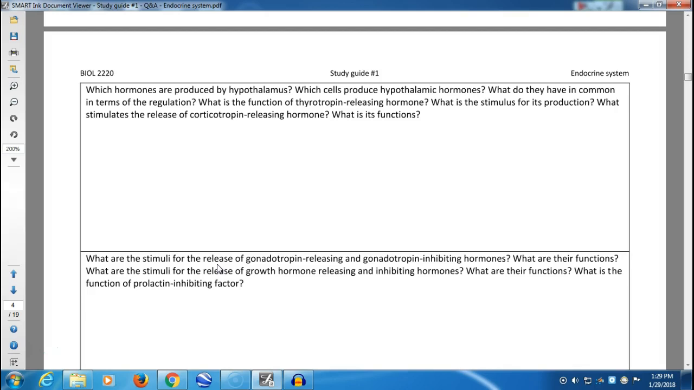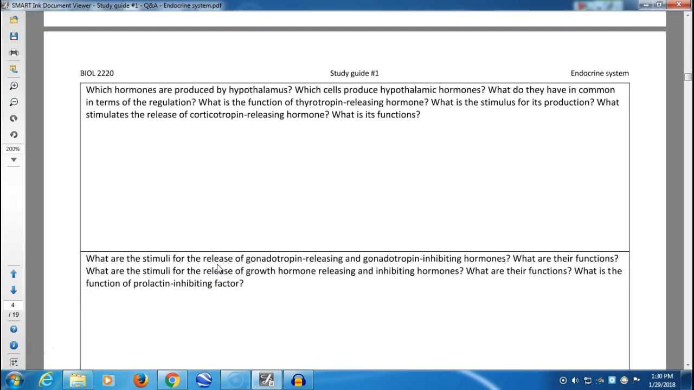Now, please let me not focus on the stimuli now, because when we talk about each individual axis, we'll have plenty of stimuli. Does it make sense? Do you understand what I'm trying to say? Just a brief example: we talk about cortisol. What is the stimulus for cortisol?